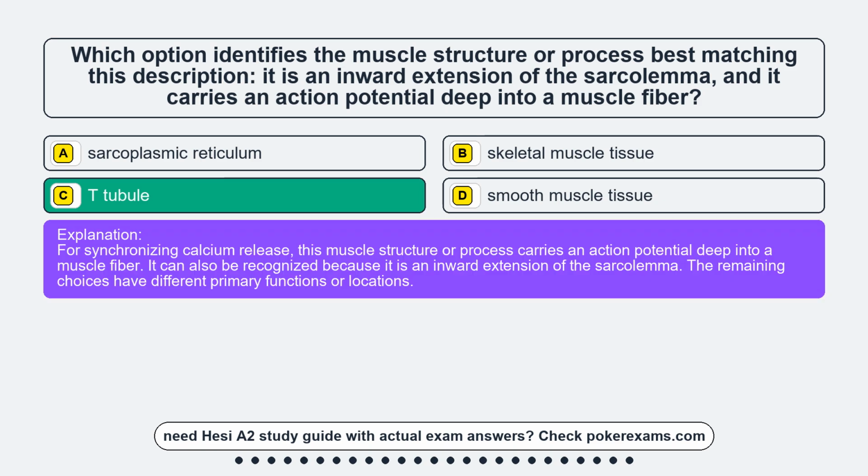For synchronizing calcium release, this muscle structure or process carries an action potential deep into a muscle fiber. It can also be recognized because it is an inward extension of the sarcolemma. The remaining choices have different primary functions or locations.